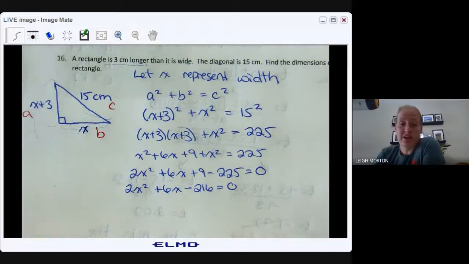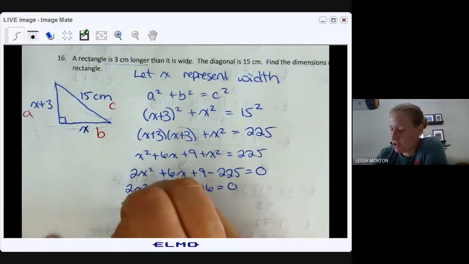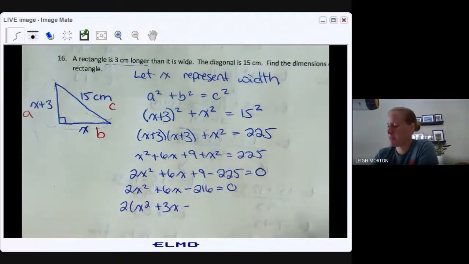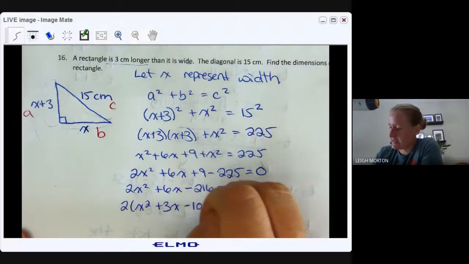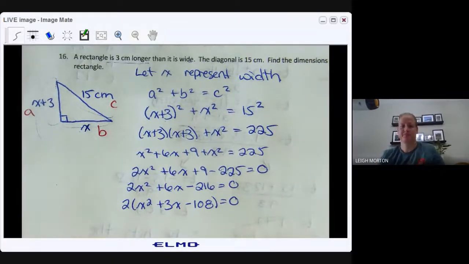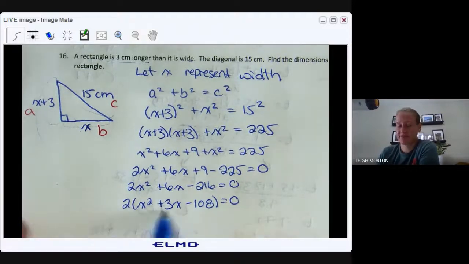Now we could use quadratic formula, but let's factor. Let's pull out our greatest common factor, which is 2. 216 divided by 2 is 108 equals 0. We can use simple factoring for this middle one now.